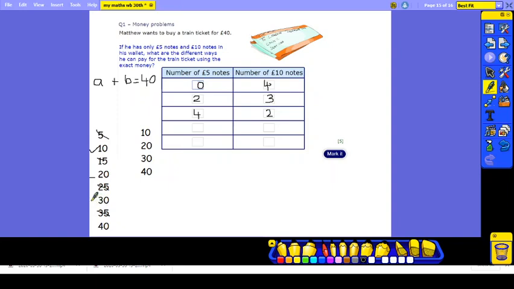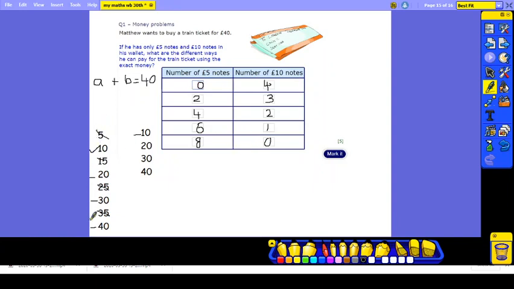Okay, what about if I had £30 in £5 notes? So I'd have 1, 2, 3, 4, 5, 6 £5 notes. If I had 6 £5 notes, how many would I need here? Well, I'd need 1 £10 note to make it equal. And then finally, if I had 1, 2, 3, 4, 5, 6, 7, 8 £5 notes, I would need no £10 notes in order to satisfy the equation.